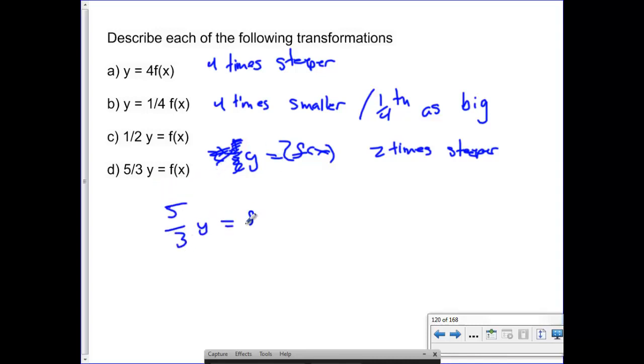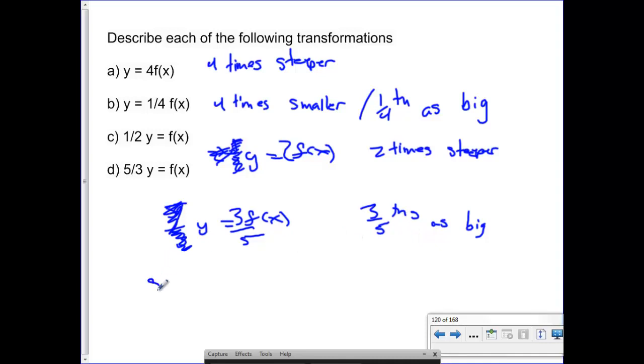So then the next one, how do you do with this guy then? If I have 5/3y equals f of x, well, how do I get rid of the 3 on the bottom? Okay, so bring that up there. How do I get rid of this 5? Is this graph going to be getting bigger or smaller? Yeah. One way of putting it is this will now be 3/5 as big as it used to be.